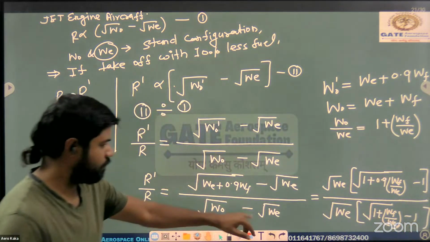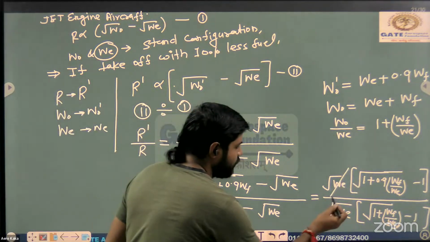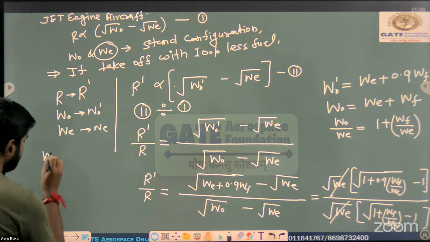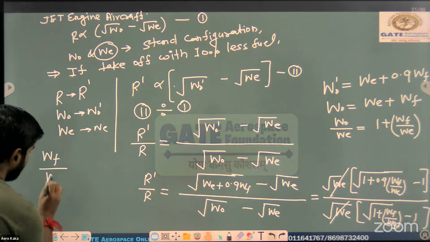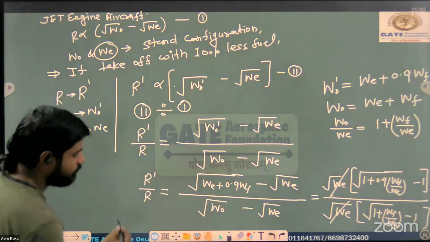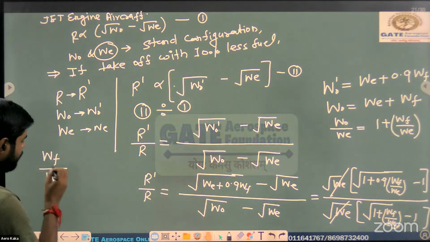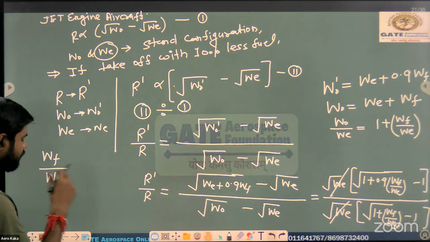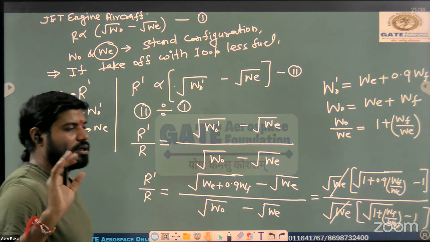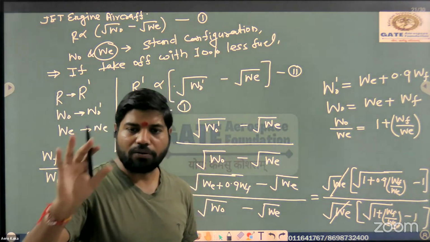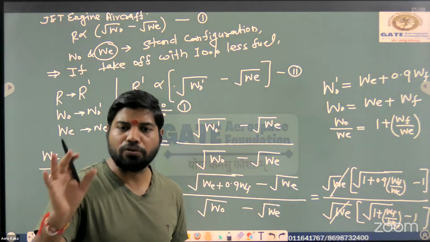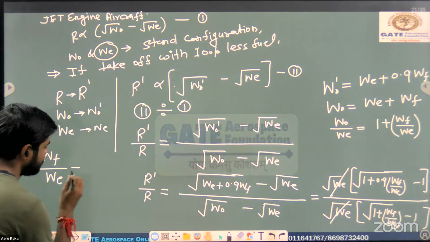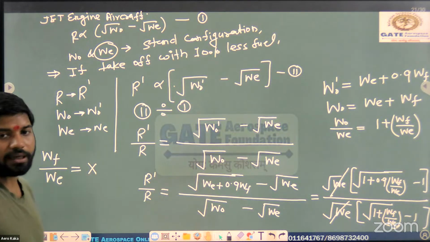Clear? Okay. So this root WE and root WE get cancelled. Now, let's consider this WF upon WE, it's a fraction, right? Weight of fuel divided by the empty weight, or the weight of the aircraft. It's the overall weight of the aircraft excluding the weight of the fuel.